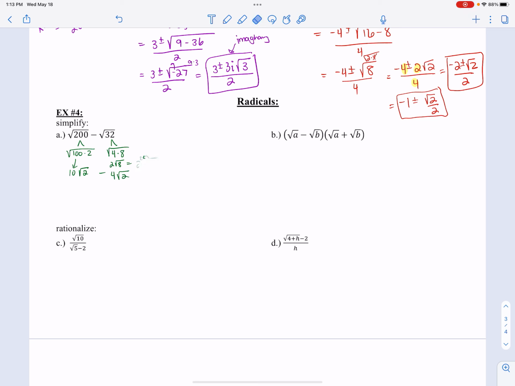So I'm going to rewind. Square root of 32, somebody else might have said, hey, that's 16 times 2. This would be the easier way to do it because the square root of 16 is 4, and the 2 is stuck on the outside. So depending on what you see can determine how quickly you get to an answer. Now I have like terms. They both have radical 2 in each term. So 10 minus 4 would give me 6 radical 2.